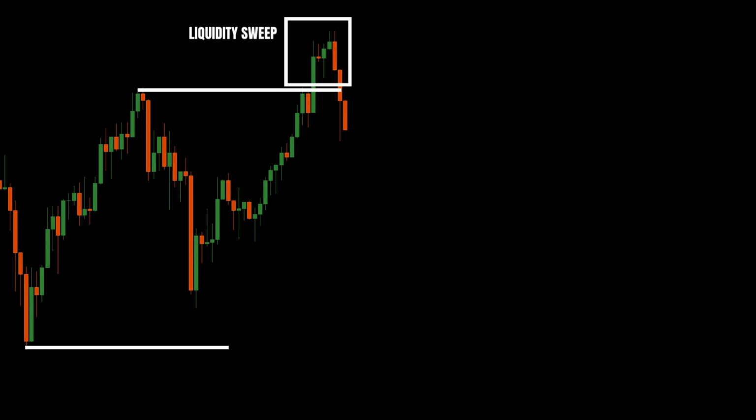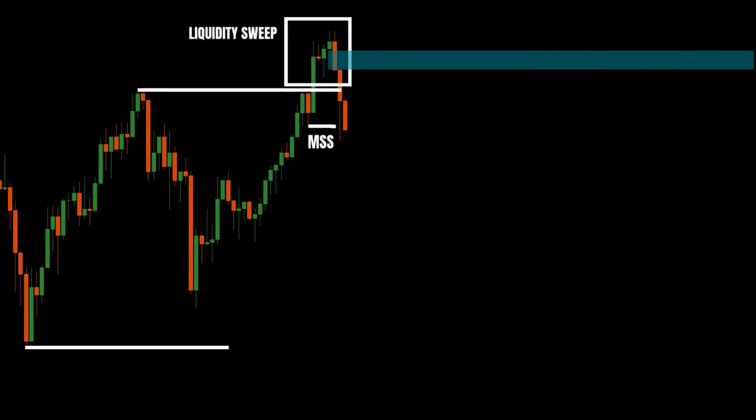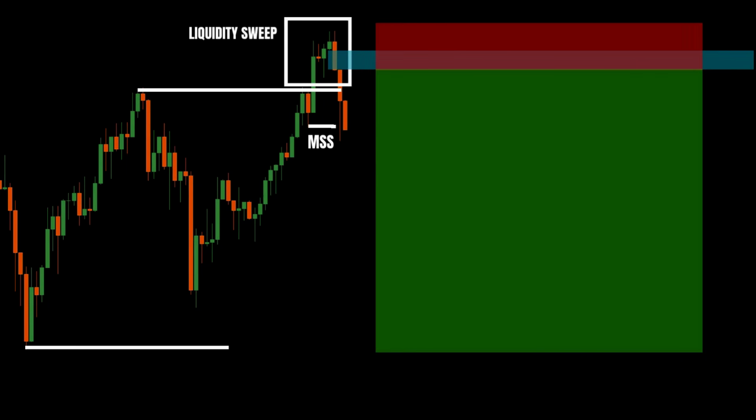Step 2. Wait for the market structure shift. This is confirmed when price closes below a recent swing low on the lower time frame. Step 3. Identify the bearish fair value gaps that formed during the drop. Place a sell limit at the beginning of the FVG and wait for price to retrace back into it. Stop loss. Just above the FVG or above the liquidity sweep high. Target. The next significant demand zone or equal lows below.